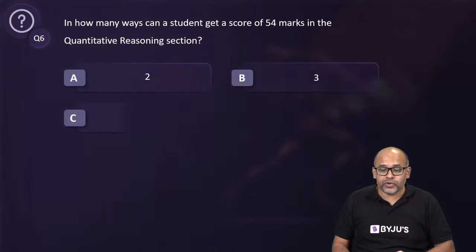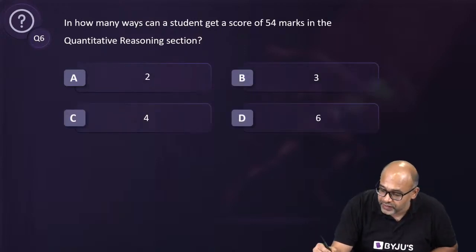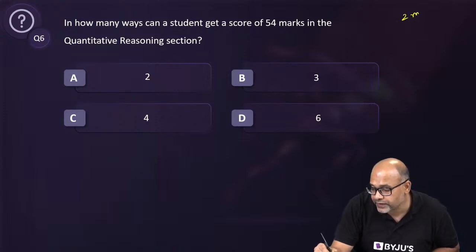In how many ways can a student get a score of 54 marks in the quantitative reasoning section? This is again, I'm going to give you 2 minutes for this. Try it out.